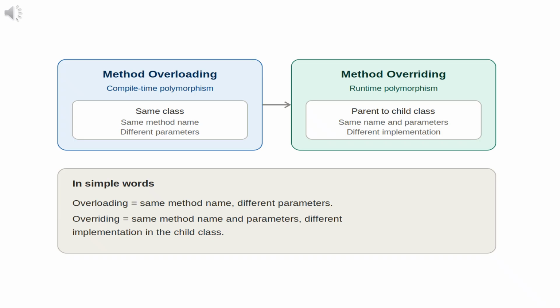Bottom summary box boils it down to one line each. Overloading equals same method name, different parameters. Overriding equals same method name and parameters, different implementation in the child class. The core distinction to remember: overloading is about choosing between multiple versions of a method in one class, resolved before the program runs, while overriding is about replacing a parent's method behavior in a child class, resolved while the program is running, based on the actual object. 4.